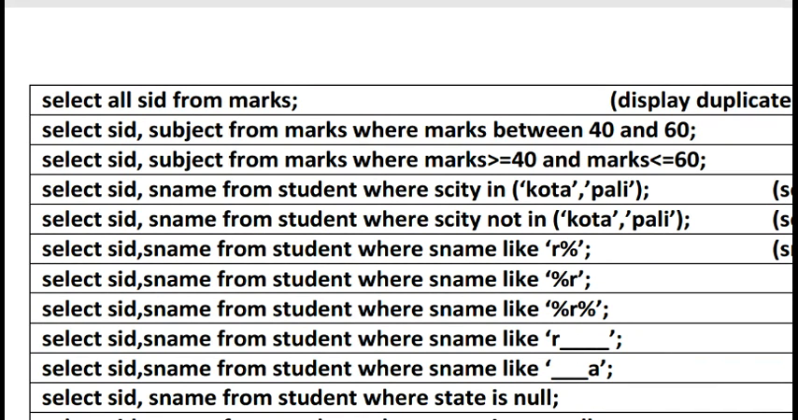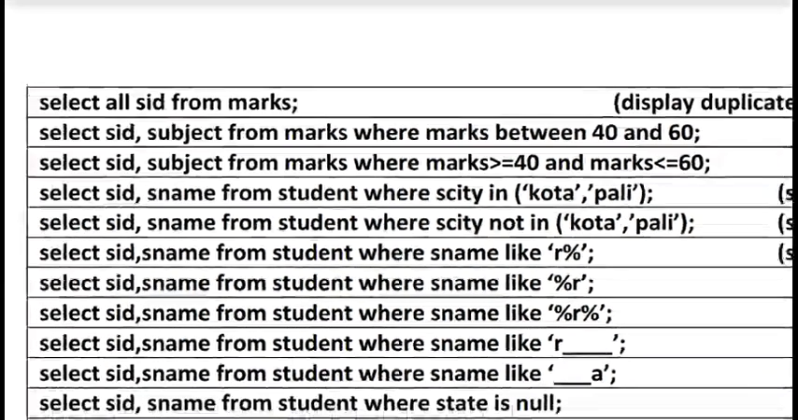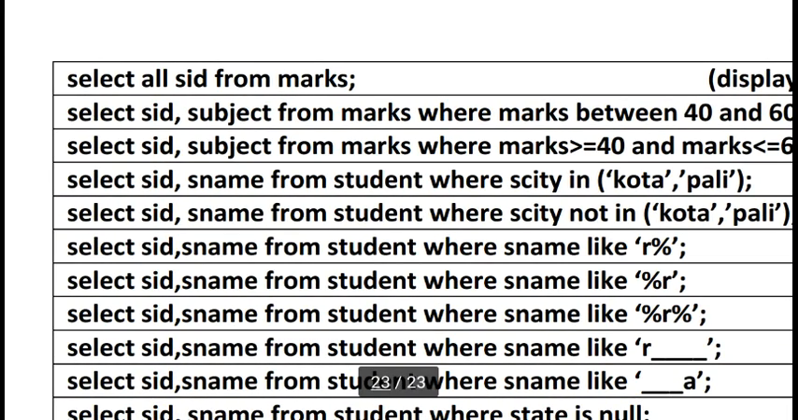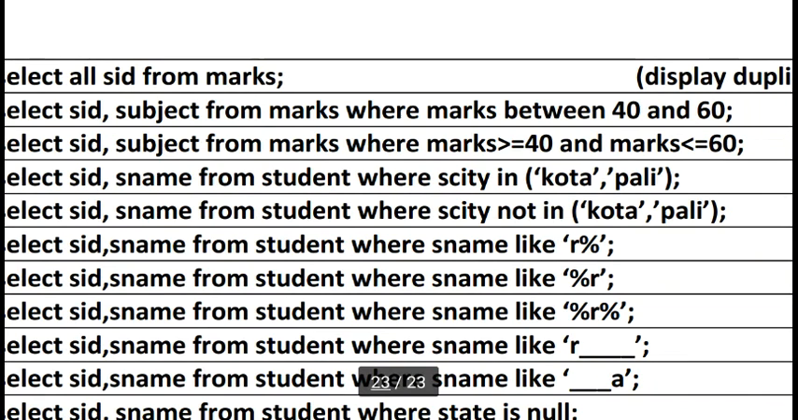SELECT SID, subject FROM marks WHERE marks BETWEEN 40 AND 60. This command includes range data, starting from 40 and 60, including both 40 and 60. So for the marks range between 40 and 60, only SID and subject data will show. We can use BETWEEN, or we can do the same thing using relational operators and AND. So the same thing: SELECT SID, subject FROM marks WHERE marks >= 40 AND marks <= 60.